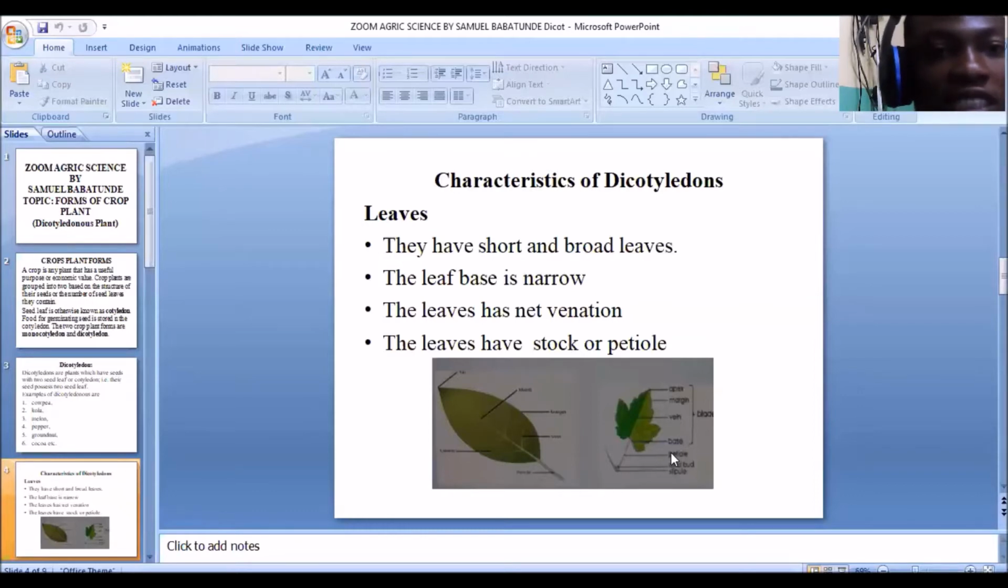And I told you, this is a diagram. You can see the presence of a stalk, a leaf stalk, and a petiole. You can see the net venation. You can see the leaf is broad and short. It's not as long as the monocot. And you can see the venation. There's net venation. So these are the characteristics of the leaf of a dicotyledonous plant.